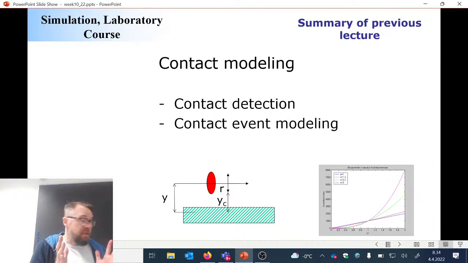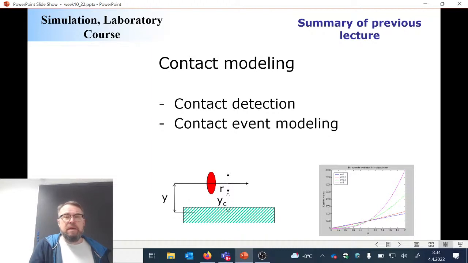And then once the contact itself is detected, so you know that there are 2 bodies colliding, having the contact, then the next step is contact event modeling. So how can you prevent these 2 bodies from penetrating, or you may allow them to penetrate, but not too much. So this is contact event modeling.